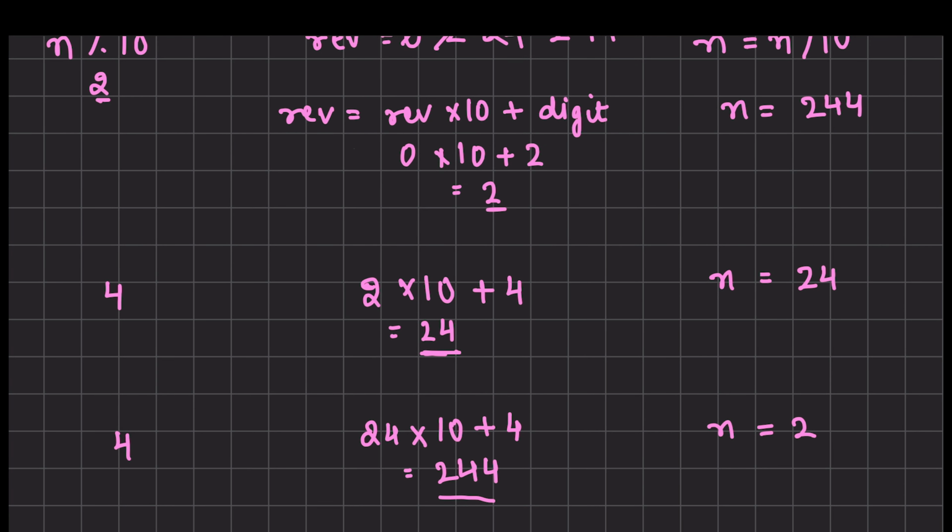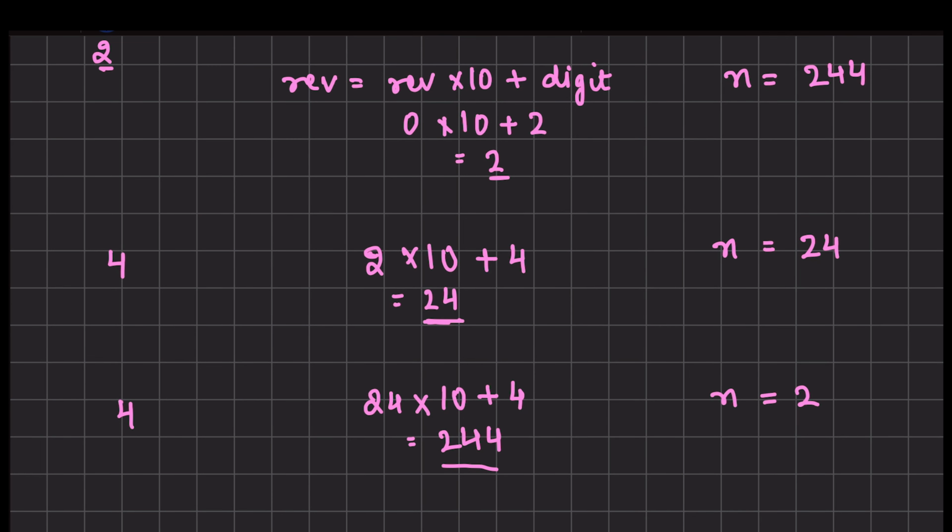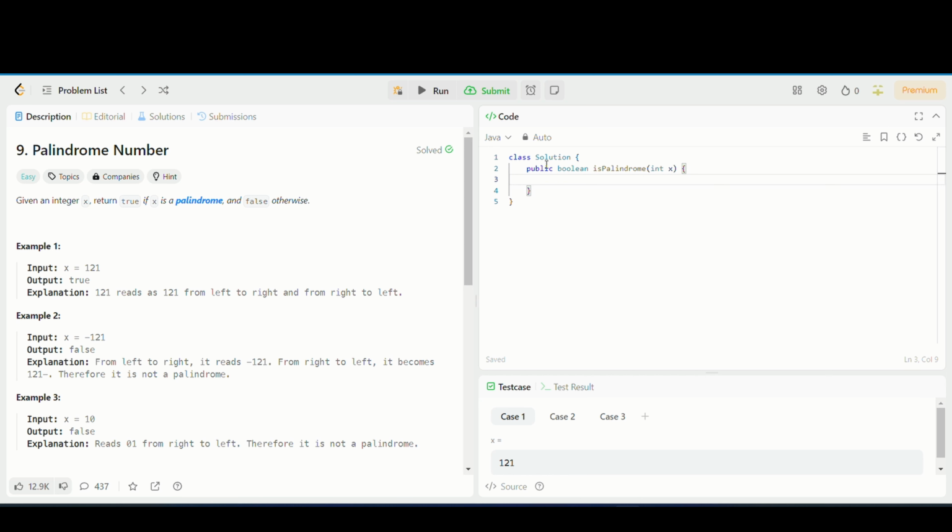Again, in the last step, now since your n is 2, our last digit will be 2. Right? So here we'll simply have our reverse as 244 into 10 plus 2. This makes it 2442. Hence, you can clearly see that we have reversed our number and now n will be 0. Which means that you have to stop this process. So here we are going to return true or false. That's why the return type is Boolean.